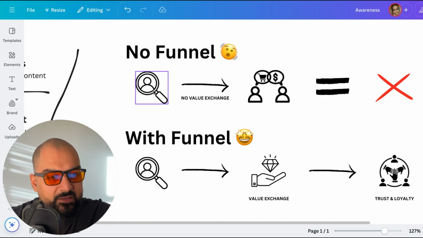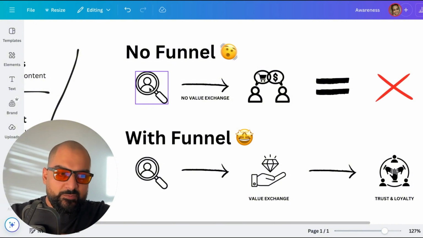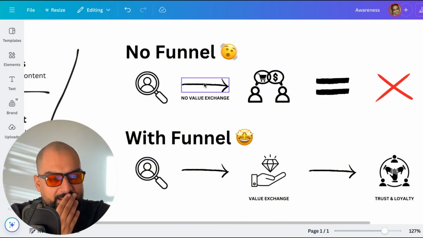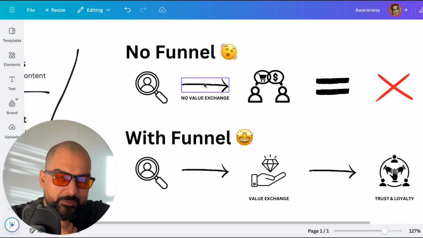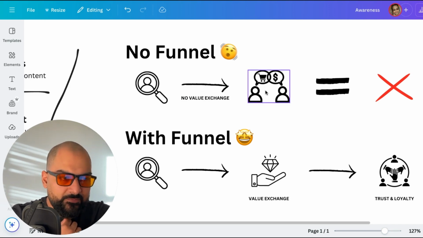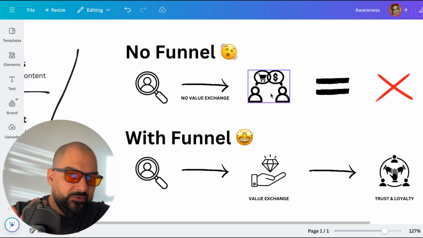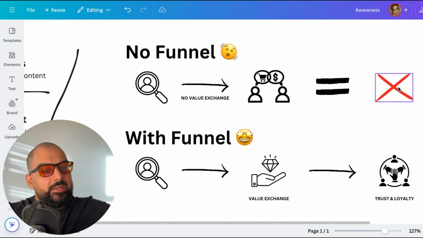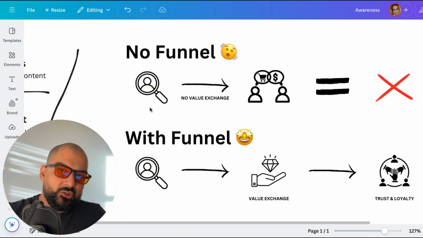So here, we'll have a lead, a prospect that's following you, that's looking at your content, and you're going back and forth with them, trying to get the sale here. So you're trying to get money, they're trying to figure out, should I buy? And it results in no sales. Why? There's no value exchange.